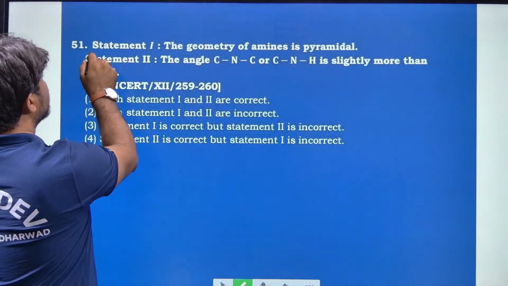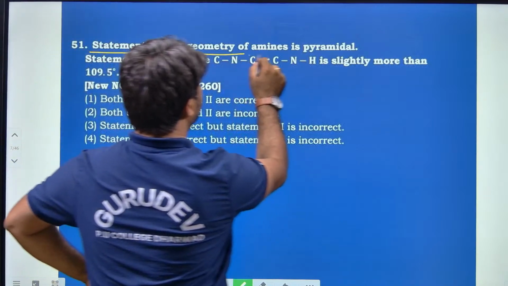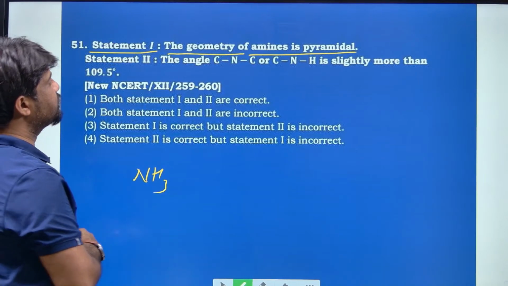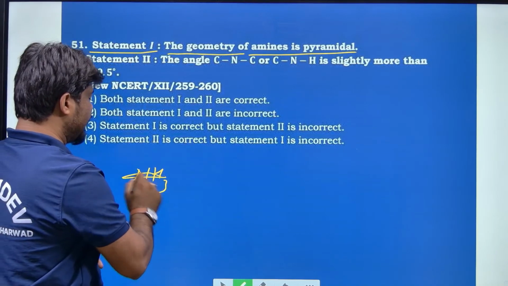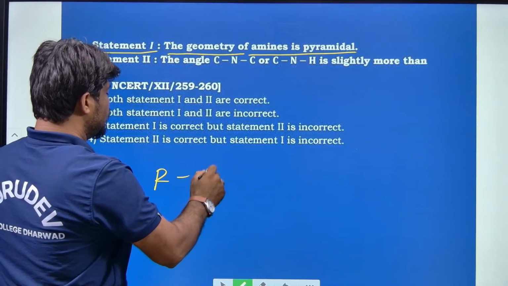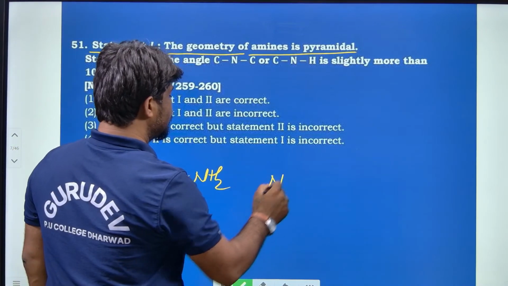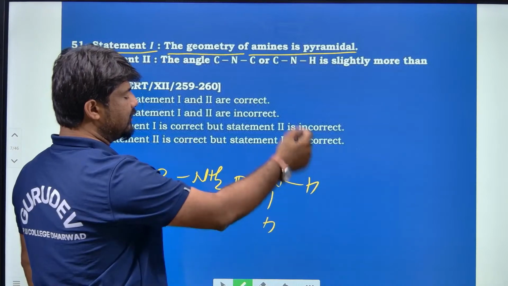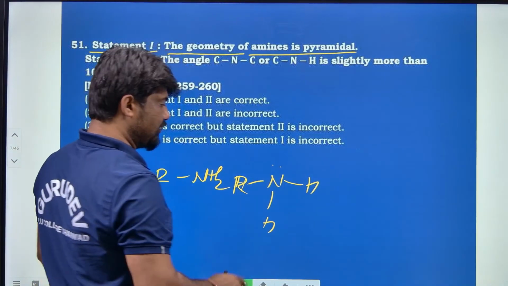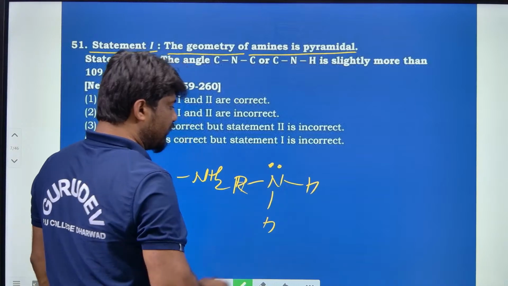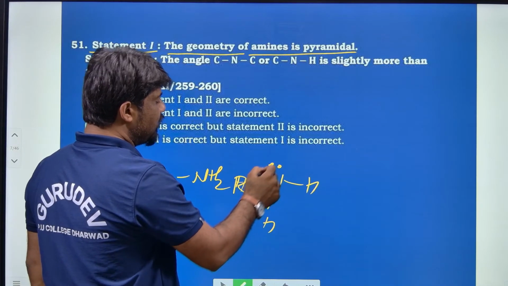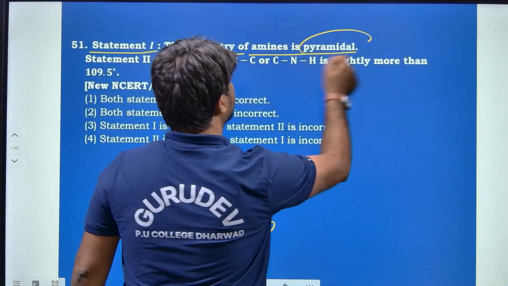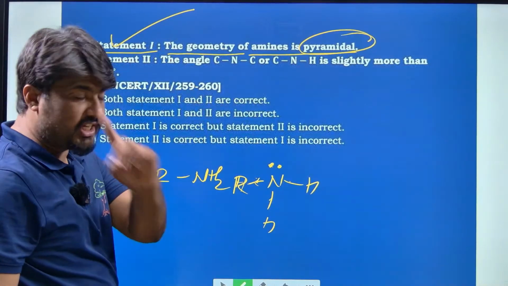Go to question number 51. Statement 1: the geometry of the amine is pyramidal. See, if you write the amine structure, that is RNH2, nitrogen is present at the center, bonded with one alkyl group and 2 hydrogens, with a lone pair of electrons. Because of the presence of the lone pair, there is a repulsion between the lone pair and bond pair. Now the geometry will be pyramidal. Yes, statement 1 is the right statement.